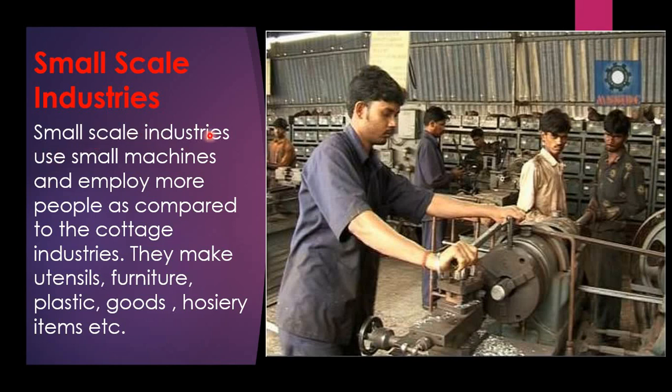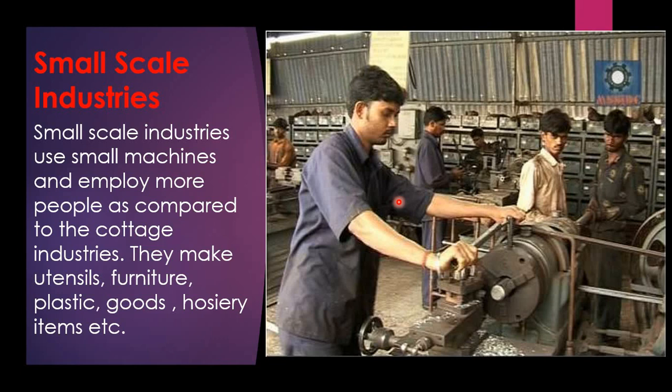Small scale industries use small machines and employ more people as compared to the cottage industries. They make utensils, furniture, plastic goods, hosiery items, etc. So children, you can see here the machines.